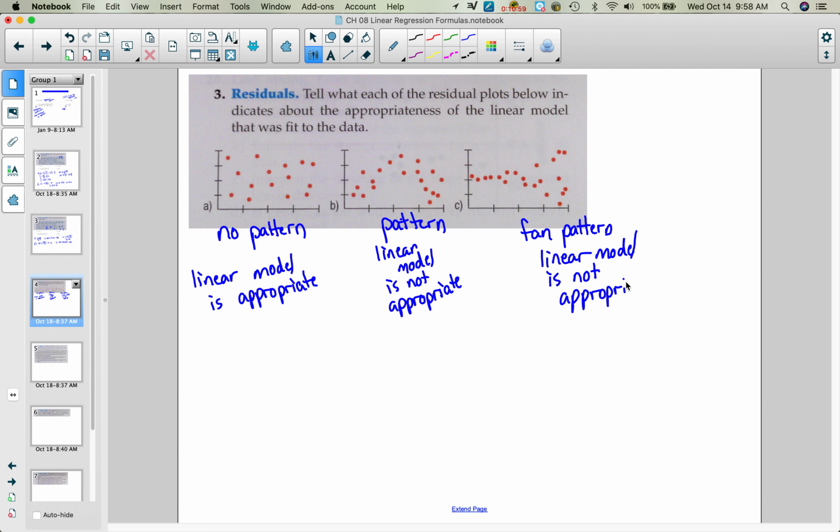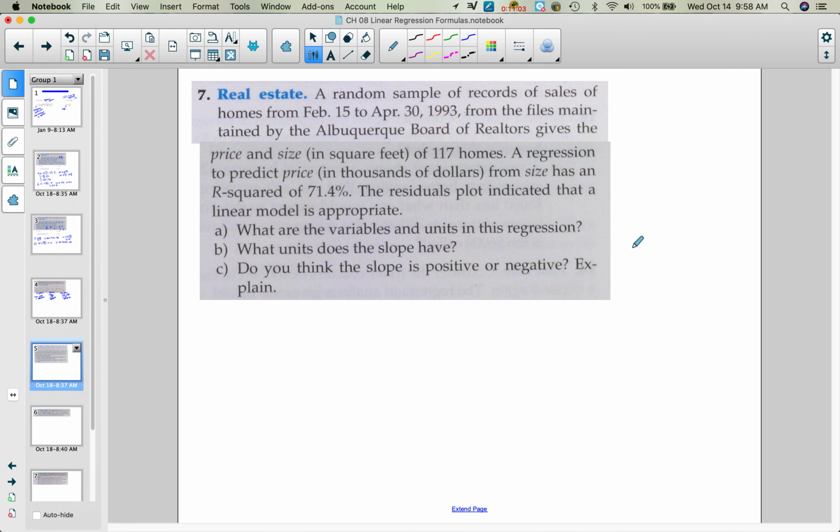Okay, so you have to be able to tell that from a residual plot. The next question, and I think a series of questions, are going to deal with this real estate problem. A random sample of records of sales of homes from February 15th to April 30th, 1993 from the files maintained by the Albuquerque Board of Realtors gives the price and size in square feet of 117 homes.